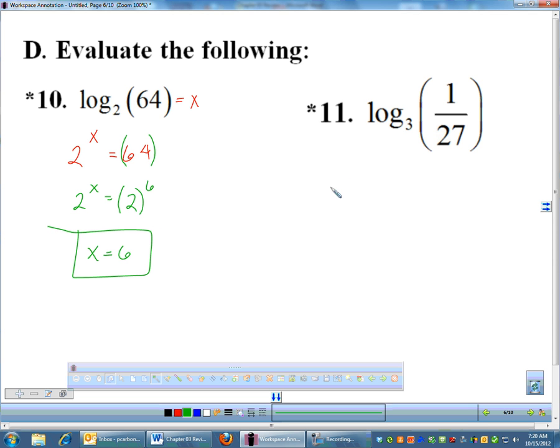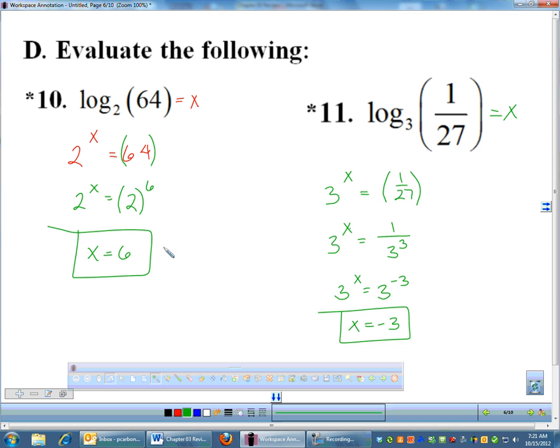Log base 3 of 1 over 27, I would again set that equal to x and say 3 to what power x is 1 over 27. Then I have to get those to have the same base on each side. 3 to the x is equal to 1 over 27, which is 3 cubed. But then if you have 3 cubed in the denominator, you can bring that up to the top as a 3 to the negative 3. Now I finally have the same base on both sides, and you get x equals negative 3. So there's your answer. Good, good?